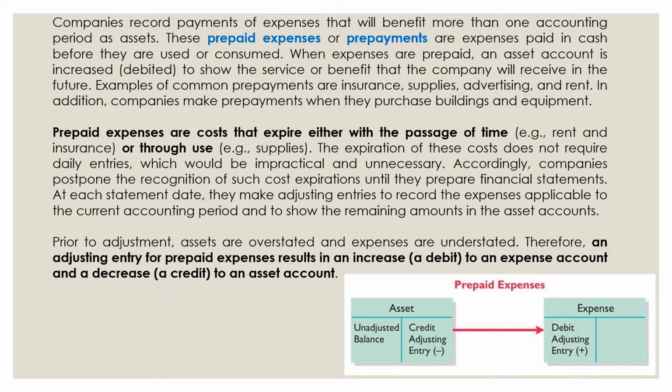So prior to adjustments, assets are overstated and expenses are understated, right? Therefore, an adjusting entry for a prepaid expense results in an increase, a debit, to the expense account, and a decrease, a credit, to the asset account.